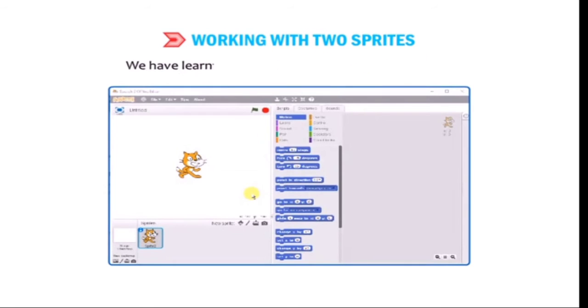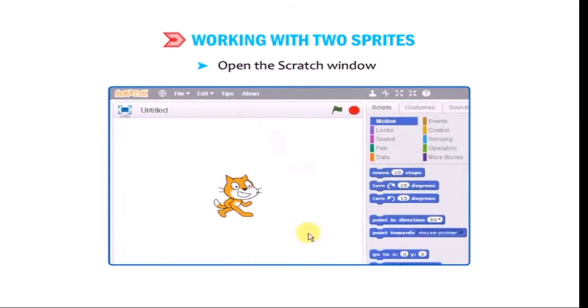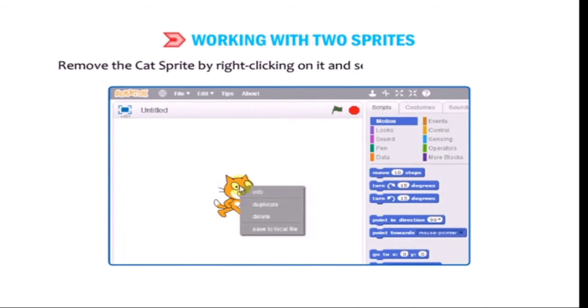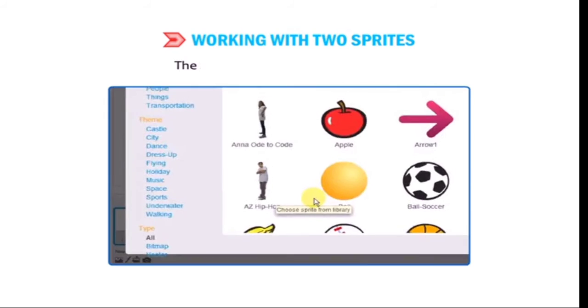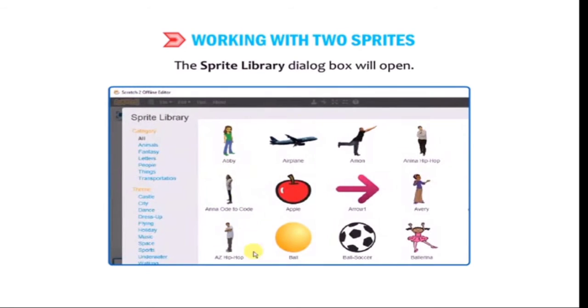Okay, let us learn how to work with two sprites. We have learned how to add a new sprite on the stage. Let us make a project using more than one sprite. Open the Scratch window. Remove the cat sprite by right-clicking on it and selecting the Delete option. Click on the Choose Sprite from Library button. The Sprite Library dialog box will open.